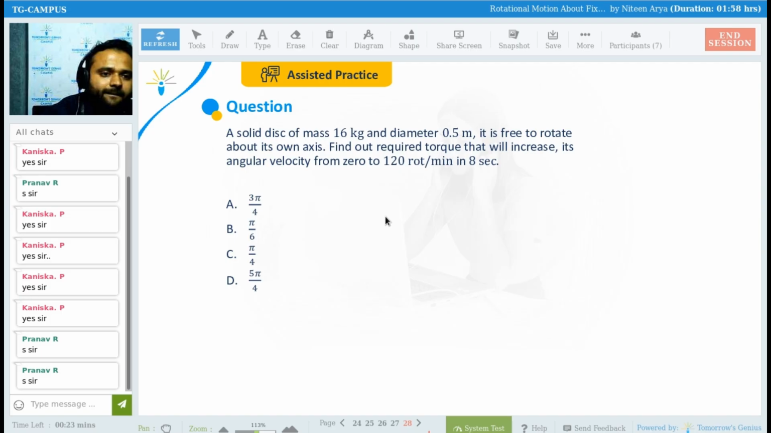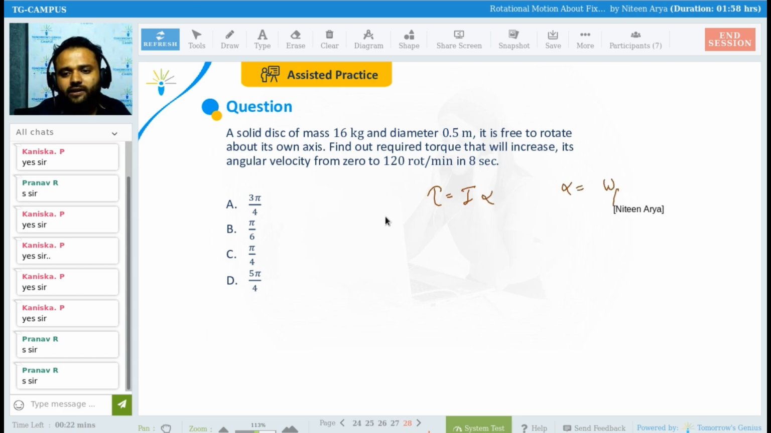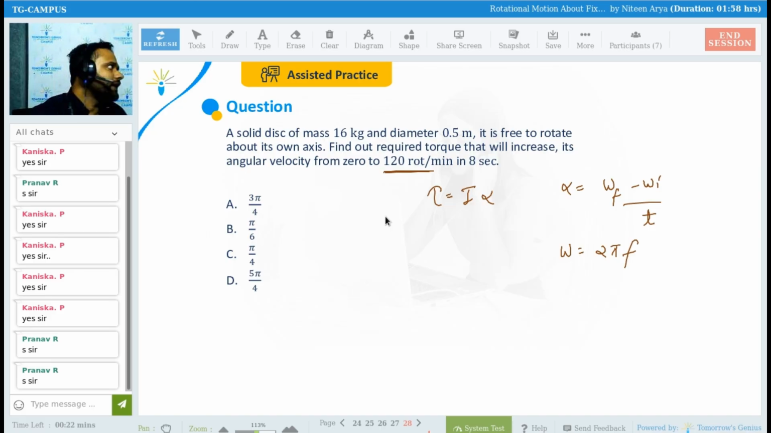Use the equation torque tau equals I alpha, and use alpha equals omega final minus omega initial divided by time, where omega you can write as 2 pi f, f is frequency. As a hint for you guys, torque tau equals I alpha, alpha equals omega final minus omega initial divided by time. Omega is 2 pi f, because this is your frequency. Okay, 120 rotations per minute, you need to find rotations per second. Do that and tell me the answer.